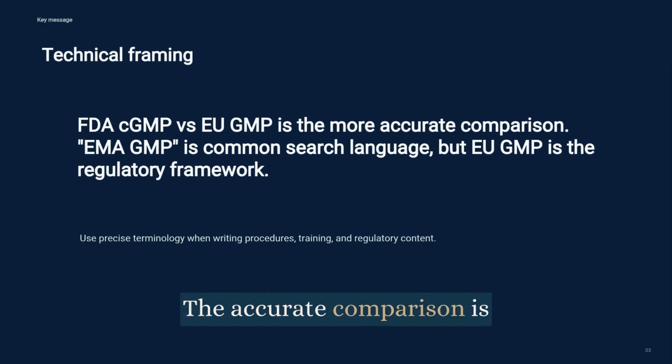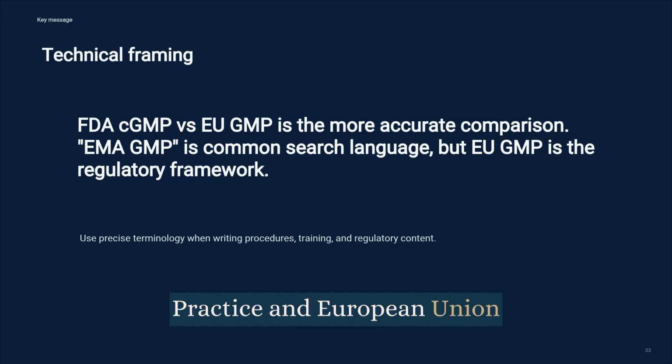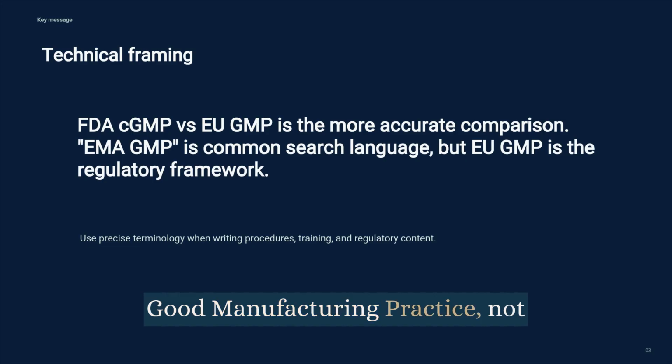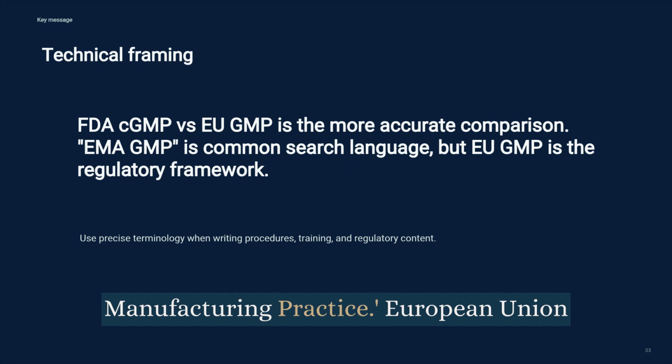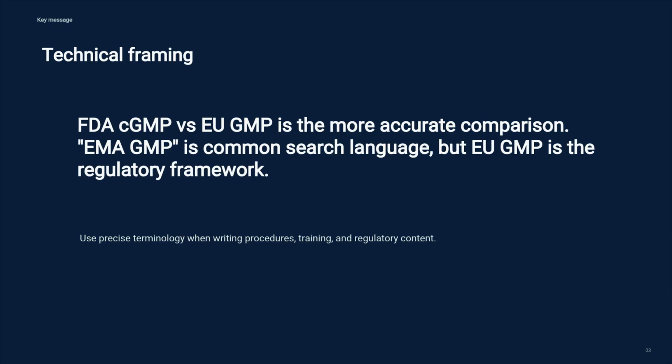The accurate comparison is between Food and Drug Administration current good manufacturing practice and European Union good manufacturing practice, not European Medicines Agency good manufacturing practice. European Union good manufacturing practice is the correct regulatory framework. Precision in terminology is crucial for procedures, training, and regulatory content.